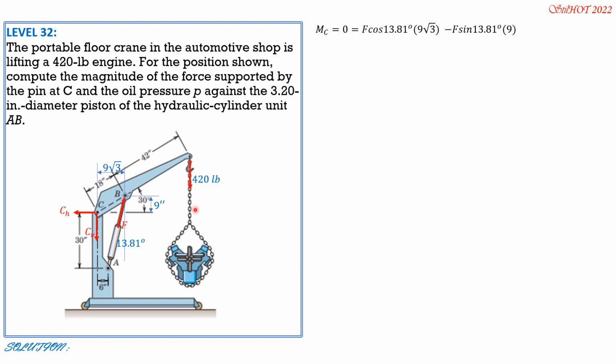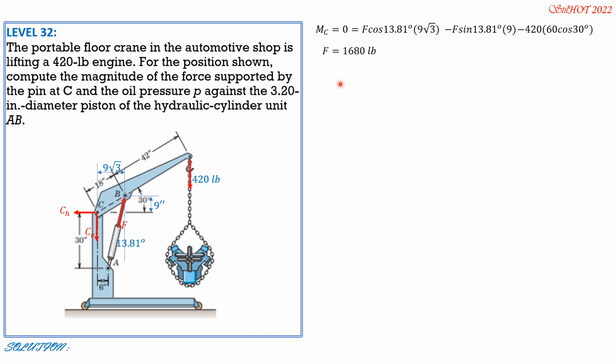Then minus 420. This distance is 18 plus 42, 60 inches, and that's 30 degrees, so 60 cosine of 30. So minus 420 times 60 cosine of 30. From there we can solve for F, 1680 pounds.